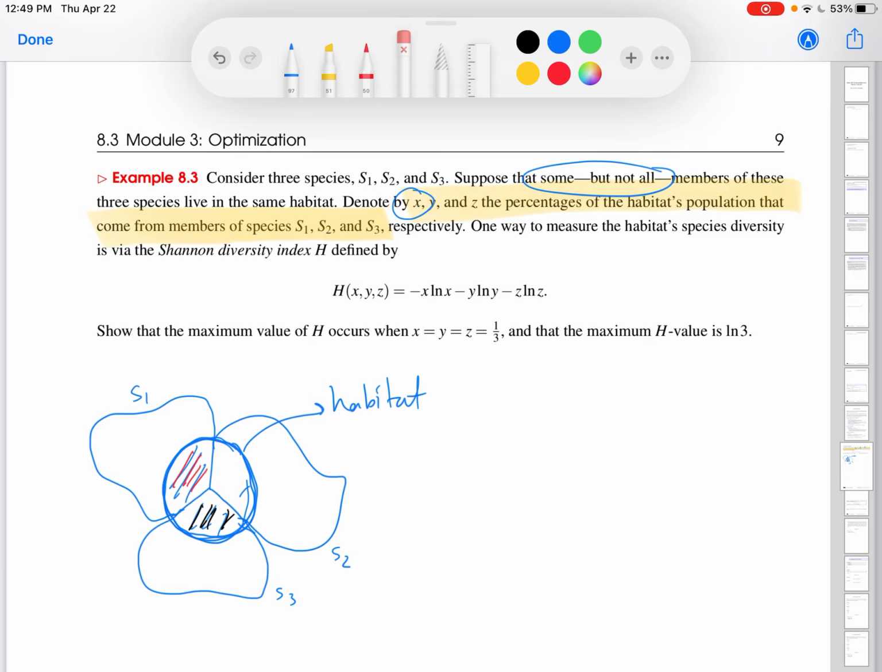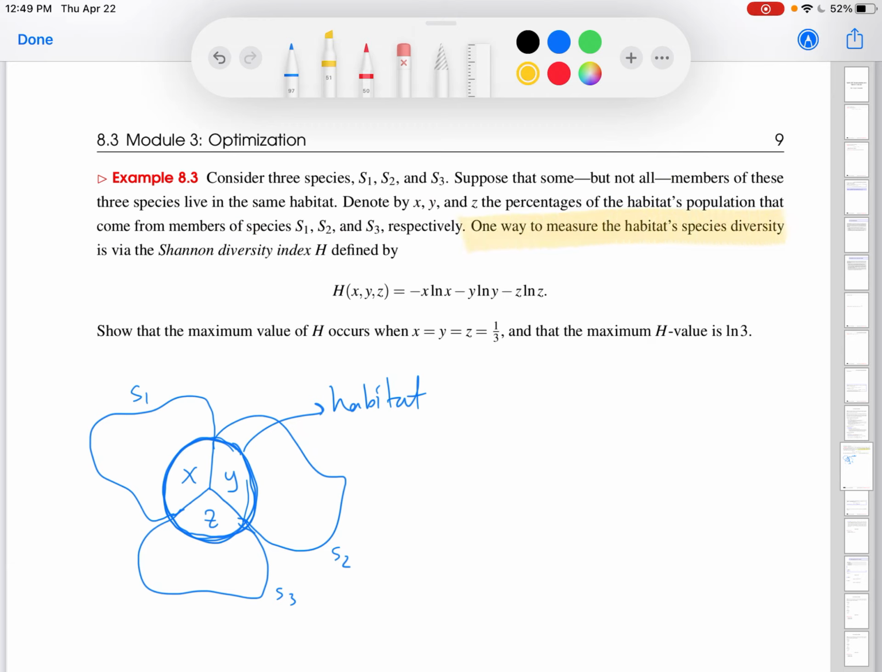So I'm going to go in here and put in those variables just so I can keep visualizing my situation. So S1, X percentage of the habitat is devoted to that species. S2, Y percentage of the habitat is S2 species. And then S3, Z percentage of the habitat's members are coming from species 3. So then we keep reading.